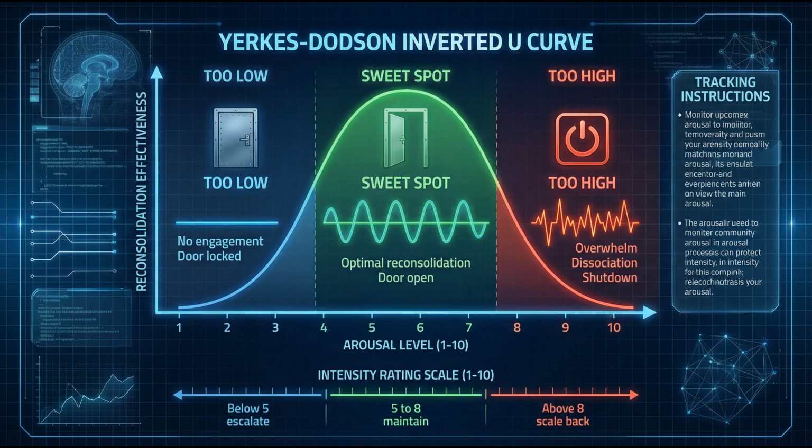Over time, you'll notice that scenarios that started at 7 or 8 drift down to 3 or 4. That's the prediction updating. That's the pattern losing its charge. When a scenario drops below 4 consistently, it's time to escalate to a more challenging version. You've conquered that level. Move to the next.